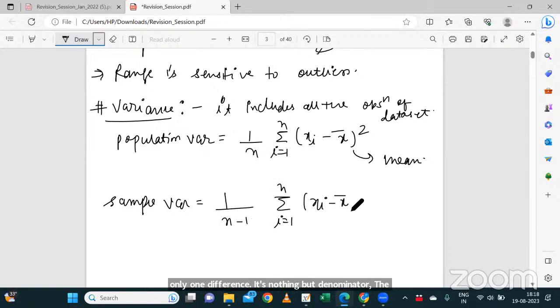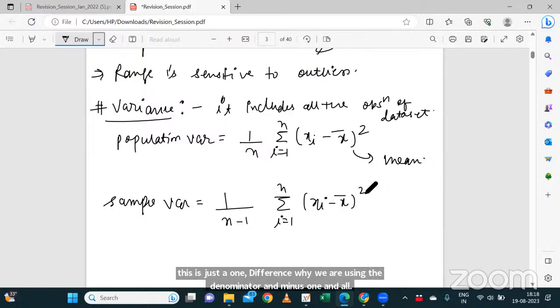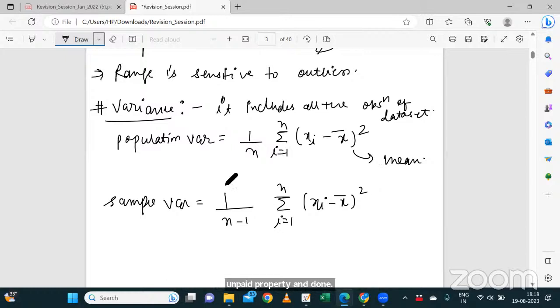It will be clearly mentioned whether you have to find the sample variance or the population variance. So this is the only difference. Why we use the denominator n minus 1 is not important for this particular stats course. You can just keep in mind that it is related to the unbiasedness property, and you will study it later. So this is just the concept of population variance and sample variance.